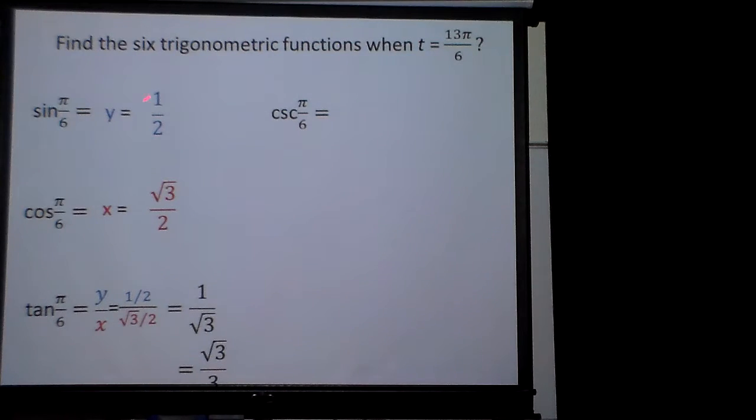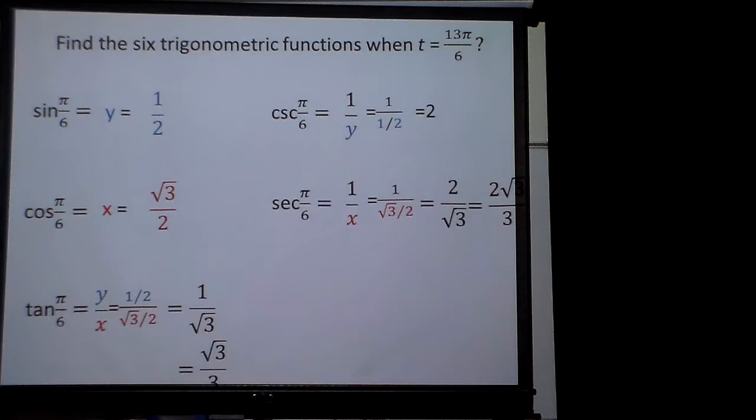So cosecant is going to be that reciprocated, so it's going to be what? 2. Secant is going to be that one reciprocated. So I'm going to basically have 2 over the square root of 3, which when you rationalize would be 2 square roots of 3 over 3. And then lastly, this one rationalized, 2's are going to cancel, leaving me just the what? Square root of 3. Or if you flip this one, what do you get? Square root of 3.